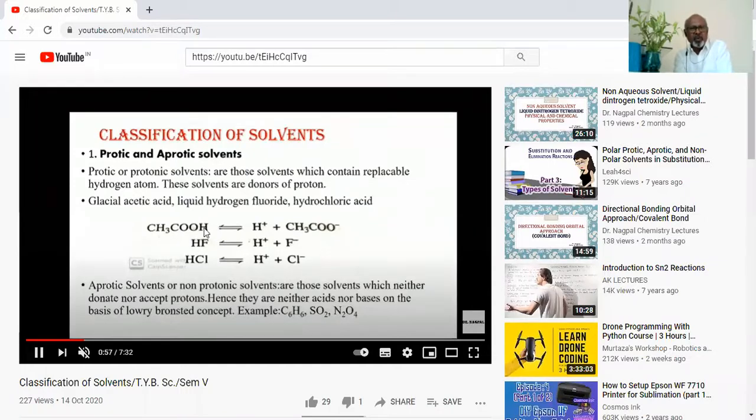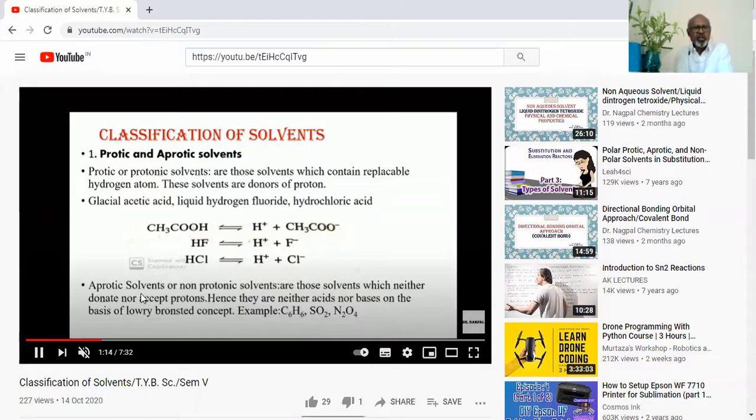For example, glacial acetic acid dissociates to furnish H plus ion and the anionic part, that is CH3COO minus. Liquid hydrogen fluoride dissociates to produce H plus and F minus, and hydrochloric acid dissociates to produce H plus and Cl minus. So those solvents which can produce hydrogen ions or protons are known as the protic solvents.